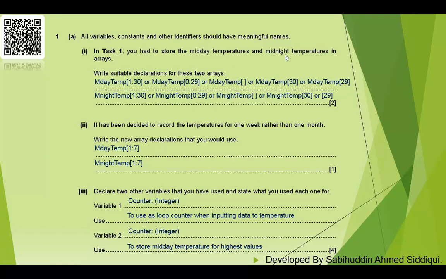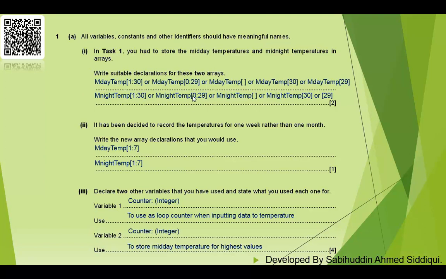locations for midday temperatures. For midnight the same, I have followed the same structure by changing the name to MNightTemp. Now you can verify that the name is meaningful.